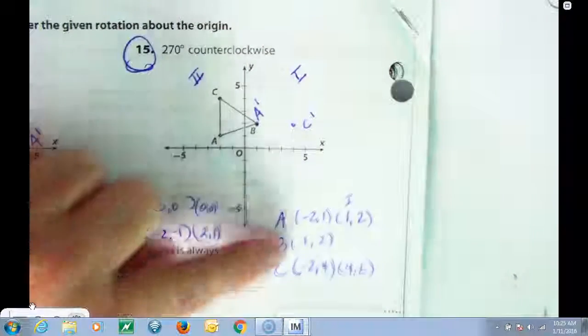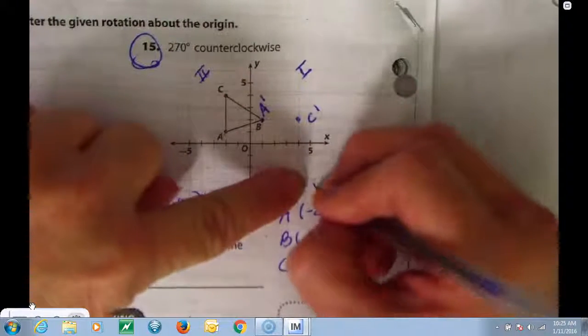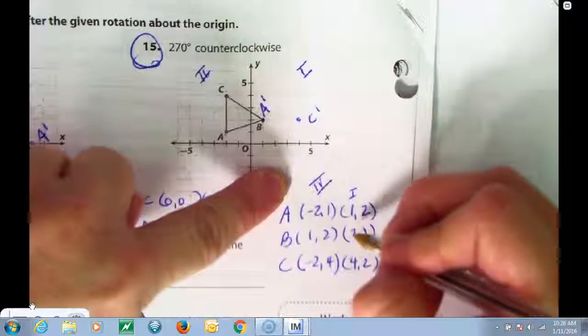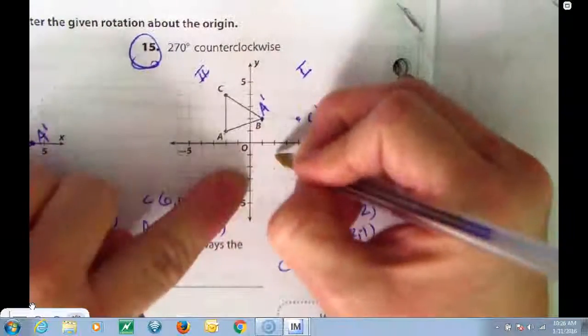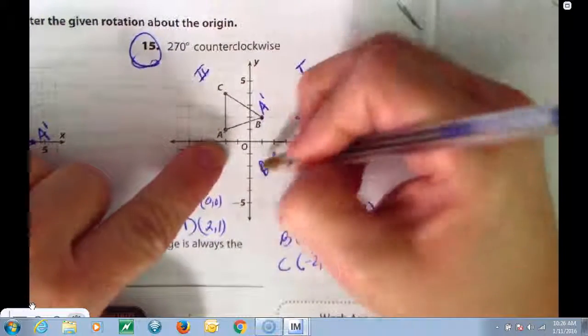But we got to do B prime. B starts off in 1, so it's going to end up in quadrant, no, in 4? Quadrant 4. So we're going to switch the numbers around, obviously. But it's not 2, 1, it's 2, -1. That's B prime.